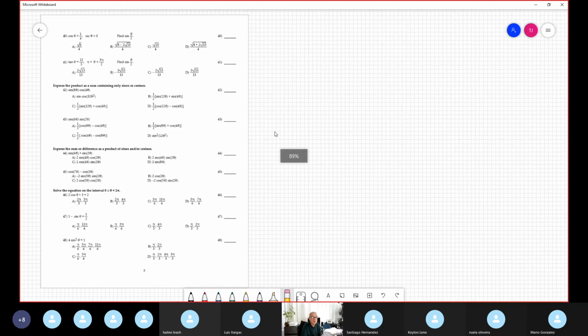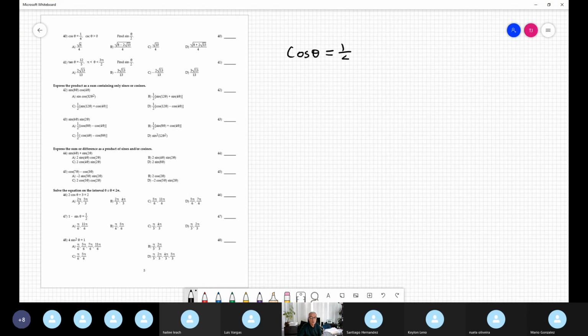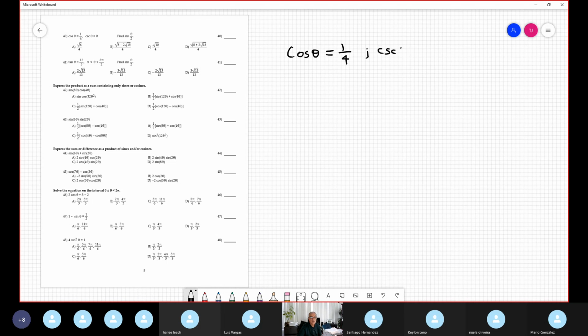Okay, entonces now 40. Okay, super. 40 says: cosine theta is equal to 1 over 4. Cosecant theta is positive. Find sine theta over 2.